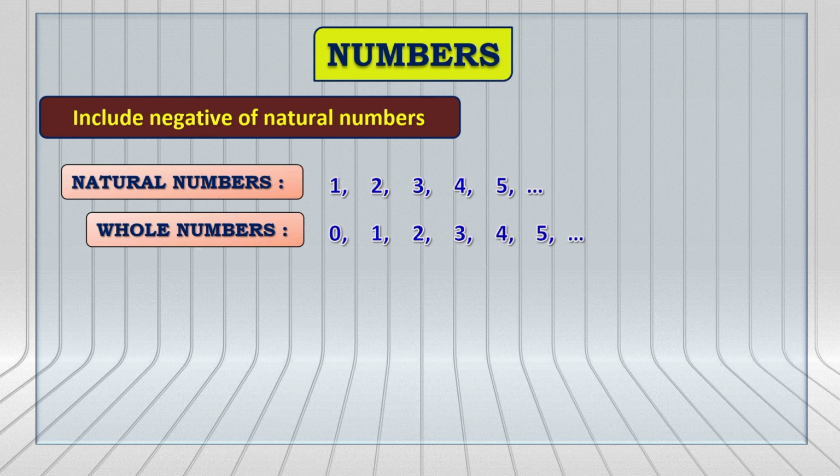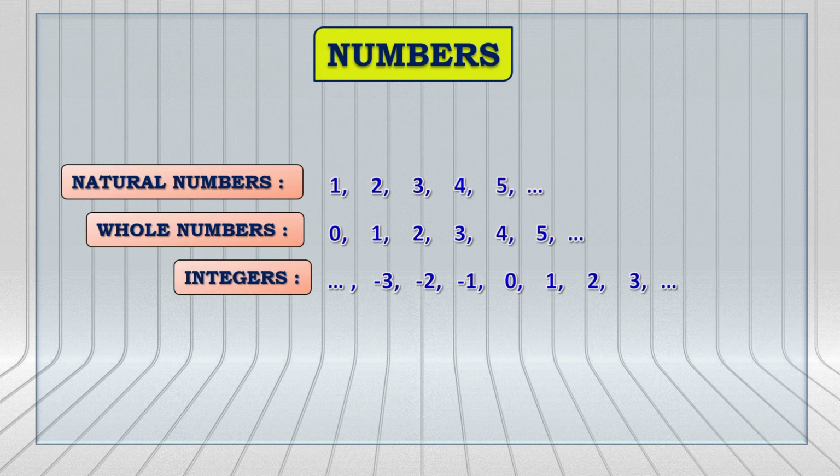Now, if you include the negative part of the natural numbers, then that will be the integers. So that means 0, 1, 2, 3, 4 like this, and the negative part means minus 1, minus 2, minus 3, and so on. That will come under the negative integers.